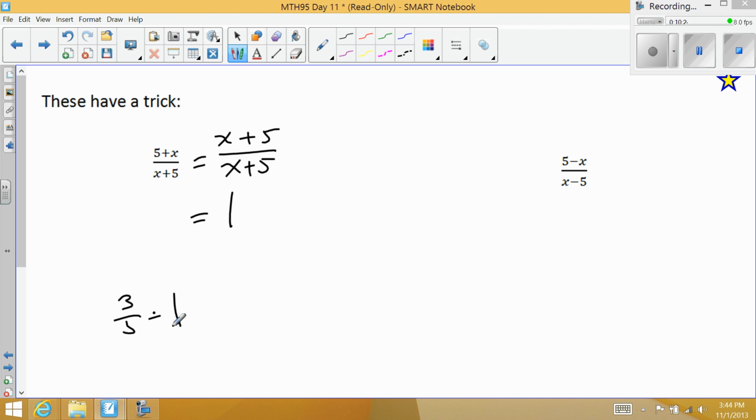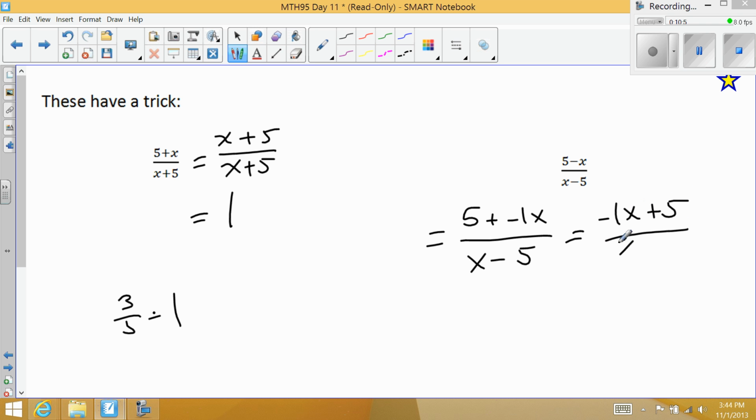This one's a little trickier because subtraction is not commutative, so we cannot just change the order. But what we could do is rewrite it, take the numerator, 5 subtract x, and rewrite it as 5 plus negative 1x. And then I'm going to leave the denominator the same, x subtract 5. So I rewrote the subtraction as an equivalent addition problem. That does let me change the order. And it doesn't look like it helps much, but I'm leading up to something.